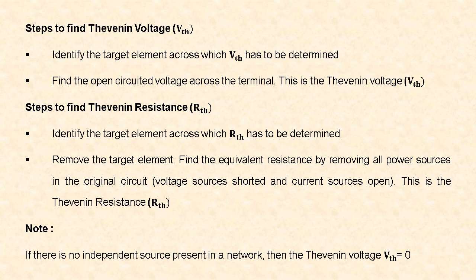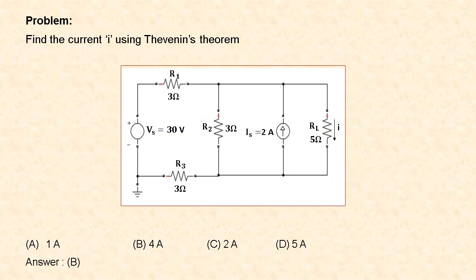And one important thing you have to remember is that if there are no independent sources present in the network, then the Thevenin voltage is equal to 0. Now let us understand Thevenin's theorem by using a problem.